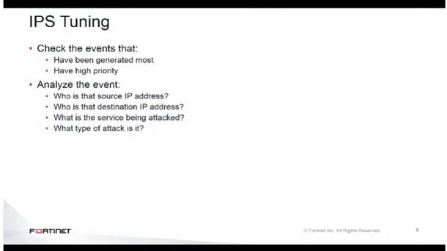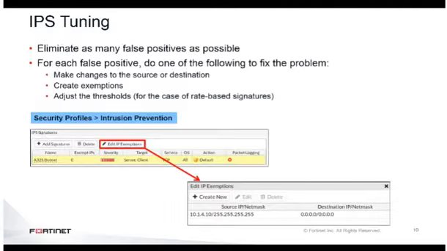When you check IPS events, start with the events that have been generated the most or have high priority. For each event type, analyze the IP addresses, services, and type of attack. The analysis should help you identify whether the event is a genuine attack or a false positive. Eliminate as many false positives as possible. For each false positive, try to fix the problem by making changes in either the source or destination of the traffic first. You can also use IPS exemptions.